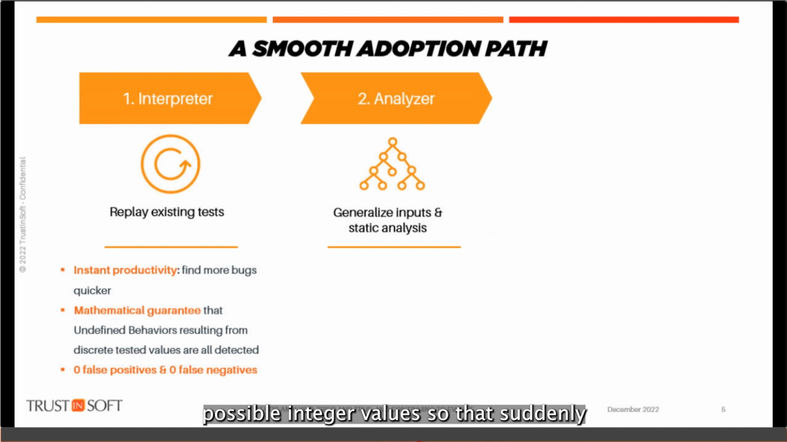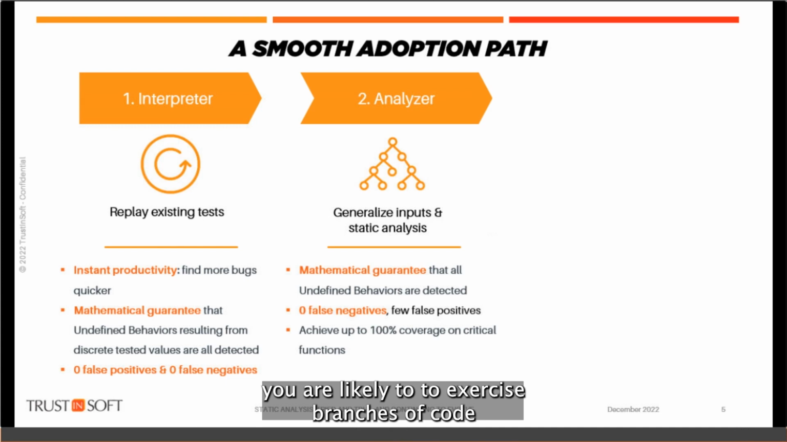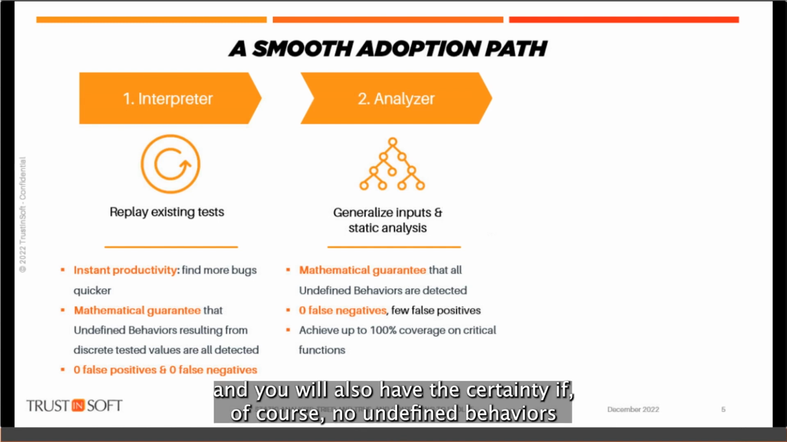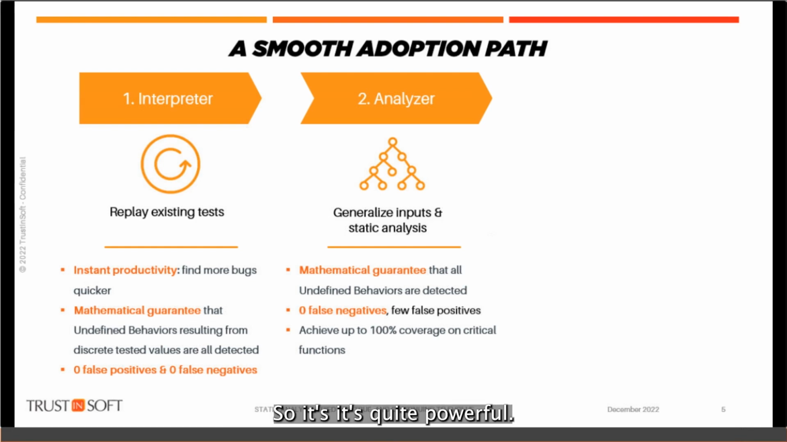So that suddenly you increase sharply your coverage, because with all those possible inputs, you are likely to exercise branches of code that are quite difficult to reach with discrete values. So you will see your code coverage increase, and you will also have the certainty, if of course no undefined behaviors are detected, no bugs, the certainty that all the problems in your code have been eradicated. So it's quite powerful. Again, you have 0 false negative.